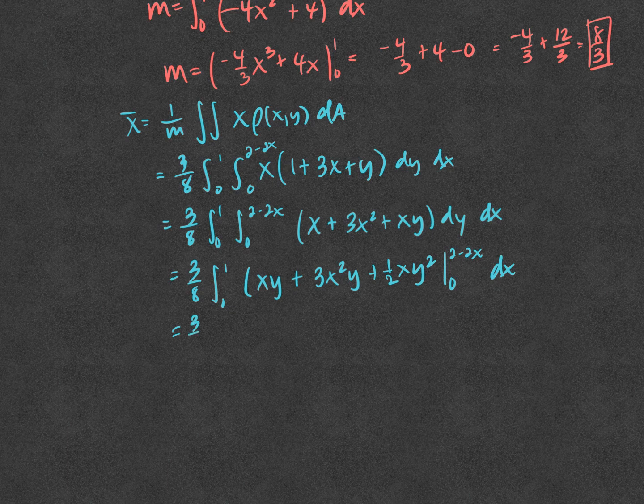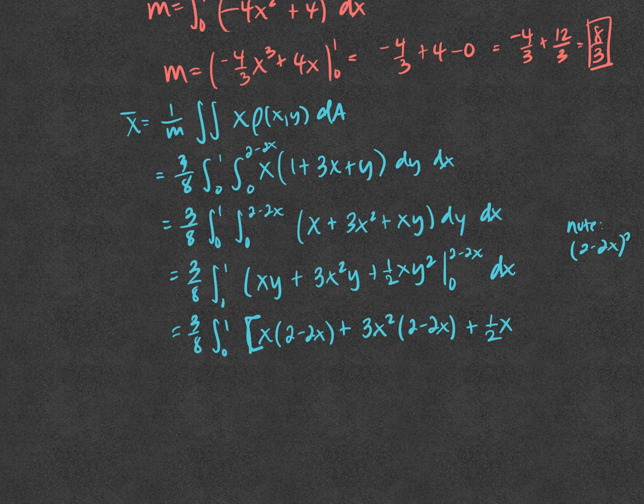and then we will integrate with respect to x. So let's bring down our 3/8 from 0 to 1. So when we plug in the y values, we get x times, I'm going to put a bracket here, 2 minus 2x for y, plus 3x squared times 2 minus 2x for y, plus 1/2 x. And I'm going to make a note over here, and I'm going to say 2 minus 2x quantity squared. I'm going to go ahead and plug it in to be 4, and then minus 8x, plus 4x squared. And then we're going to integrate with respect to x.